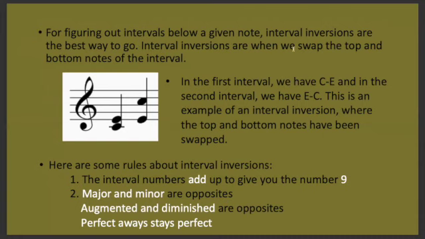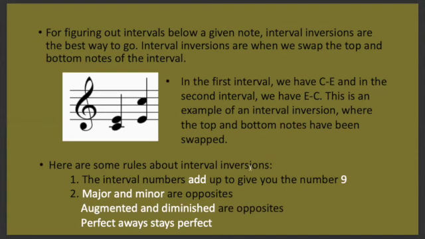Interval inversions are when we swap the top and bottom notes of the interval. So if we look at this example, in the first interval we have C going to E here, and in the second example we have E going to C. This is an example of an interval inversion where the top and bottom notes have been swapped.